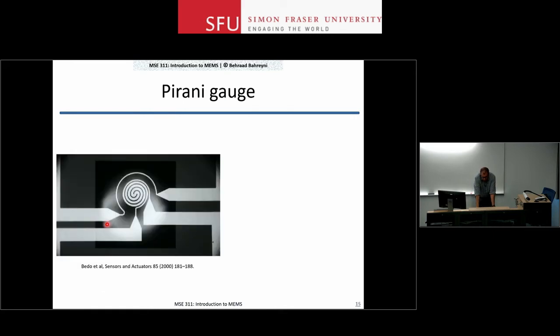And these are examples of Pirani gauges. So for example, this is your heater here, and then I've put a temperature sensor in terms of a thermistor in this case, right? Just the change in resistance of that will tell me temperature here. So that's going to be one example of a Pirani gauge.